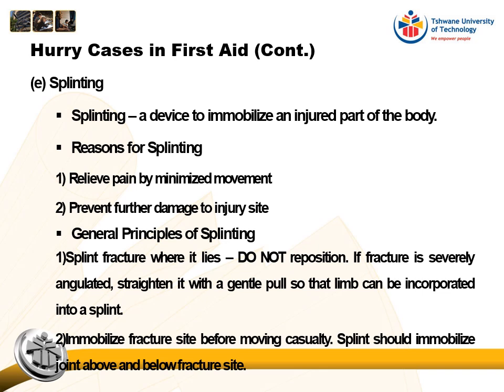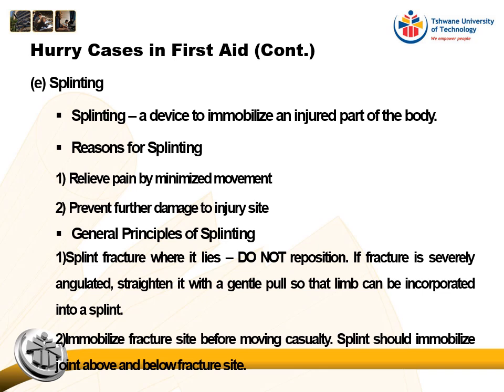Okay, number E on the hard cases. Splinting is a device to immobilize an injured part of the body. What are the reasons for splinting? Firstly, to relieve the pain by minimizing movement. Number 2, prevent further damage to the injury site.